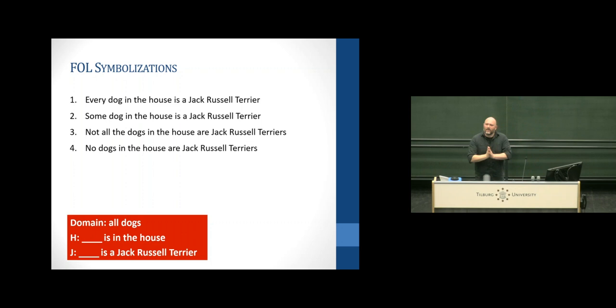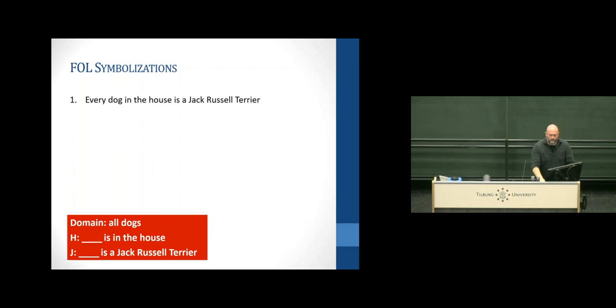So, okay, we've got our four sentences. Let's go through them one by one. Let's start with our first one: every dog in the house is a Jack Russell. Now, the thing to note with these is that they're all going to feature quantifiers, right? They're all going to feature either a universal or an existential quantifier. So, every dog in the house is a Jack Russell. How would we do this one?